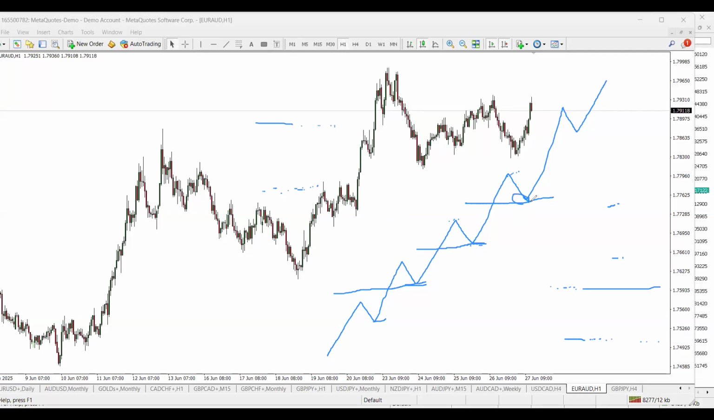I want to buy here. I don't want to buy here. This is where I want to buy, because that is where I will have the highest advantage. If I buy here and I put my stop loss here, I mean, look at where price went to.